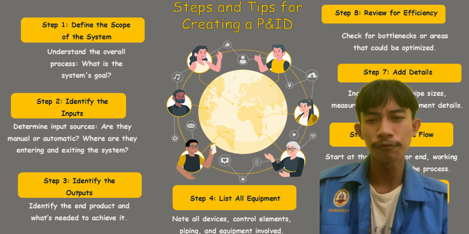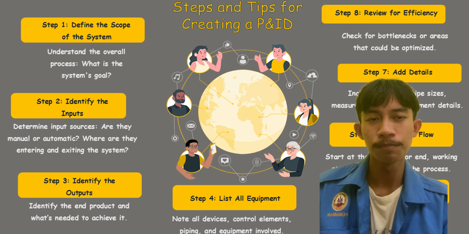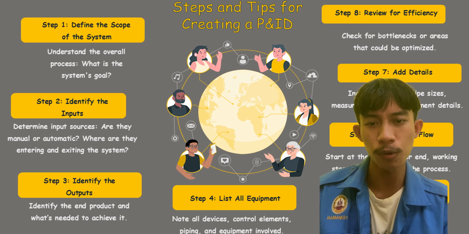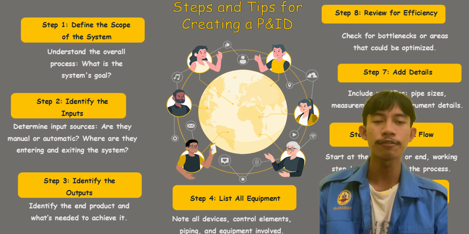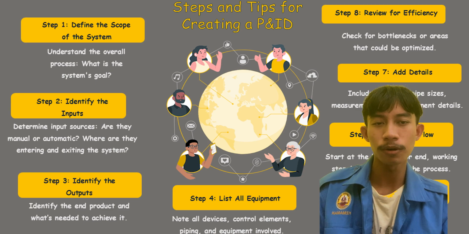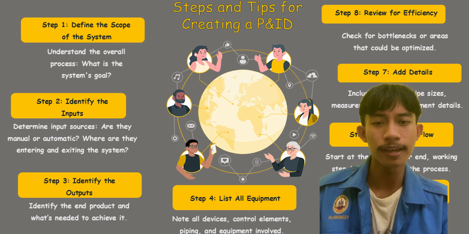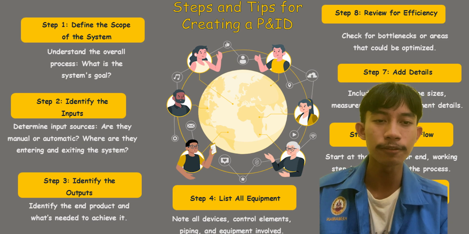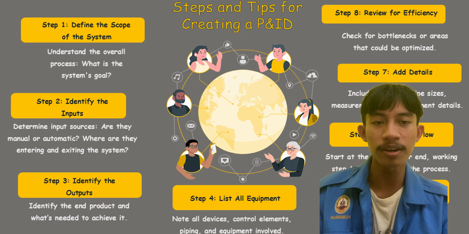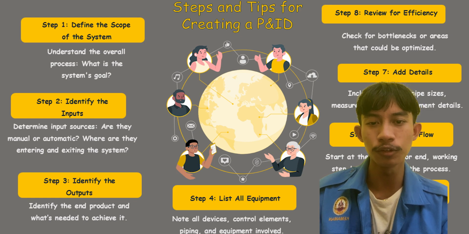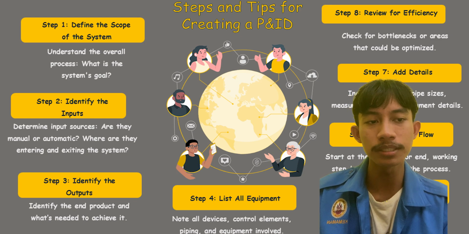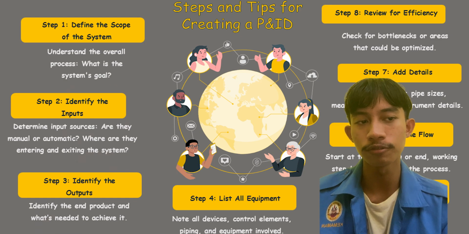So the first step is to define the scope of the system. This is to understand the overall process. What is the system's goal? Secondly is to identify the inputs. Are they manual or automatic? Where are they entering and exiting the system? Next, step 3 is to identify the outputs. This step is to identify the end product and what's needed to achieve it. Step 4, list all equipment. This is to note all devices, control elements, piping, and equipment involved.